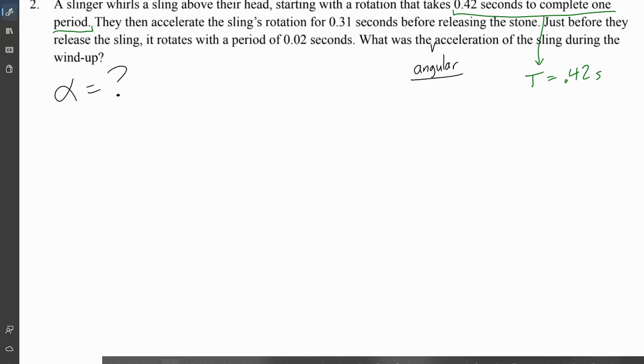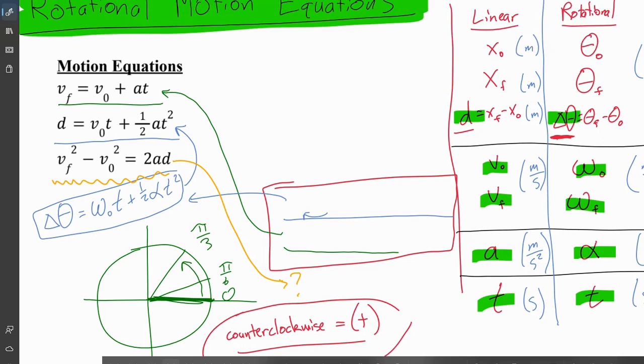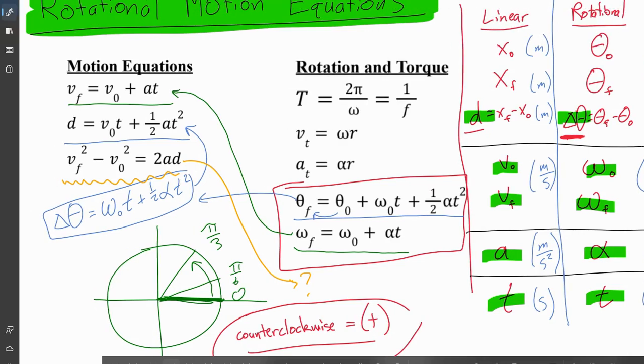However, this is what they start with. So that means T initial, T naught, our initial period is 0.42 seconds. But that's not one of our motion equation variables, right? We need to figure out which one of these it is. It's got to be one of our rotational motion equation variables. So we need theta, omega, alpha, or time.